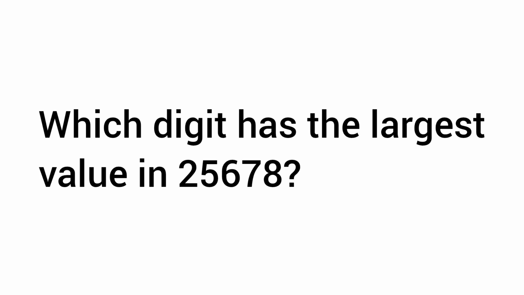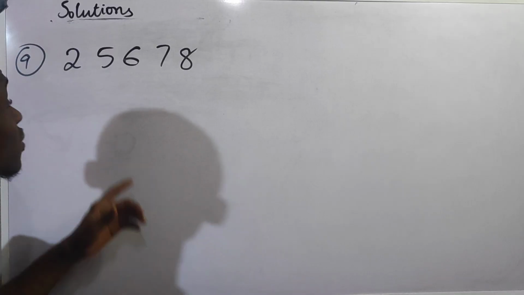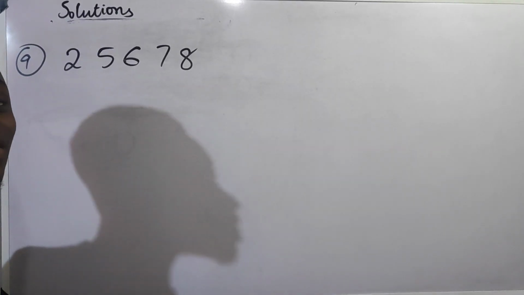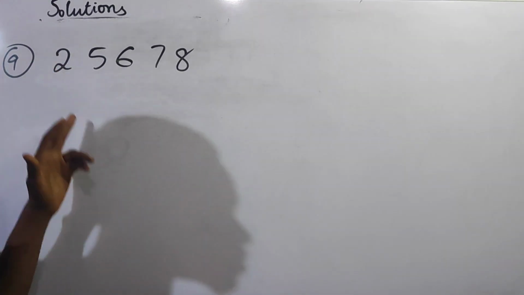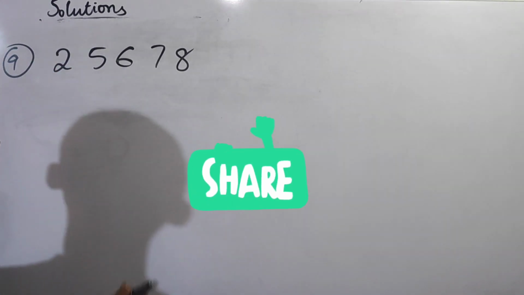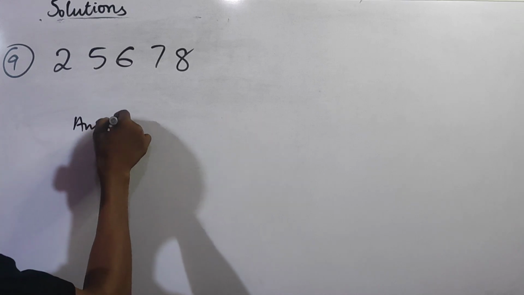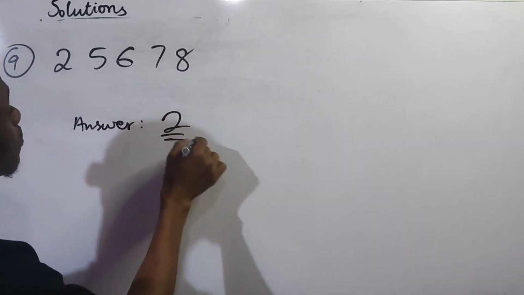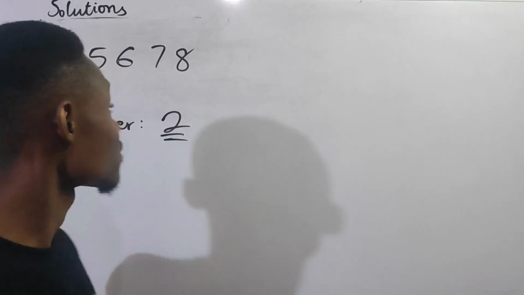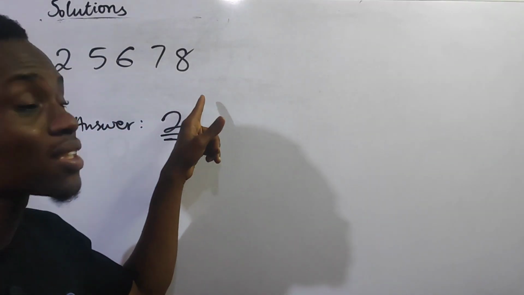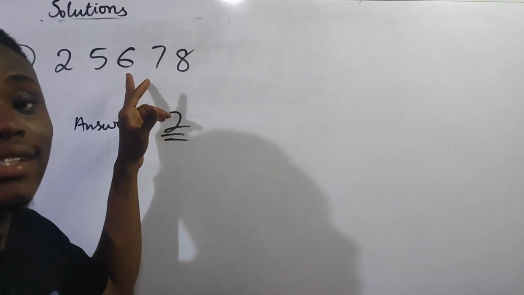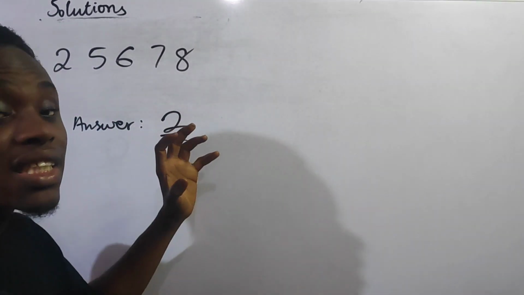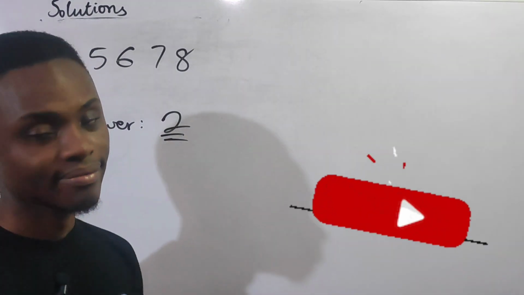Number 9. Which digit has the largest value in 25,678? We're looking for the digit with the largest value. In questions like this, it's always the first digit, and the first digit here is 2. So the answer is 2. 2 is the largest because the value is 20,000. The value of 5 is 5,000. The value of 6 is 600. The value of 7 is 70. The value of 8 is 8.